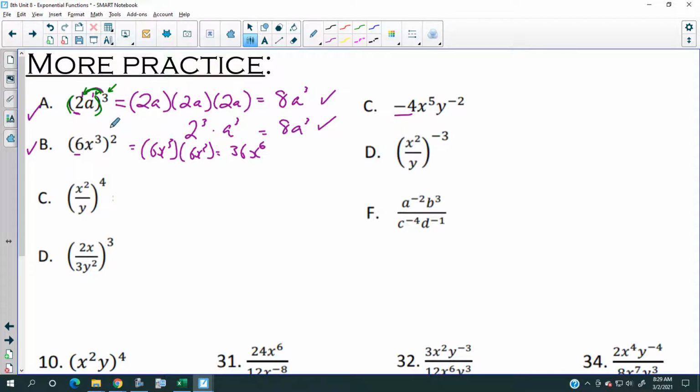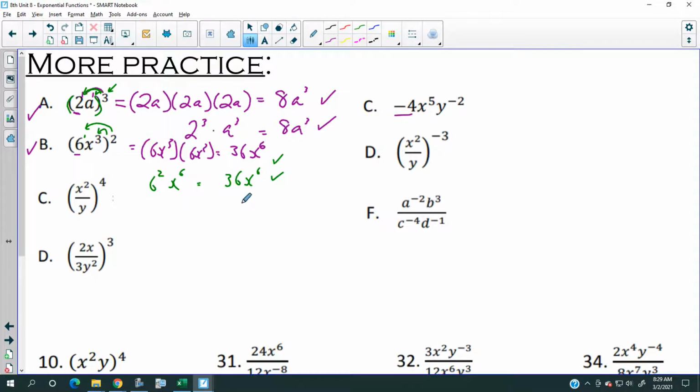It's likewise here. Let me show you. This is 6 to the first power, so 6, and 2 times 1 is 2, so 6 to the second power. That's multiplying. Here we've got x: 2 times 3 is 6. So 6 squared is 36, and x to the 6. Same thing.